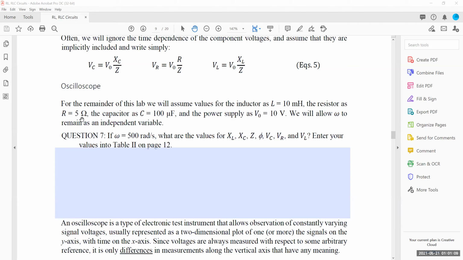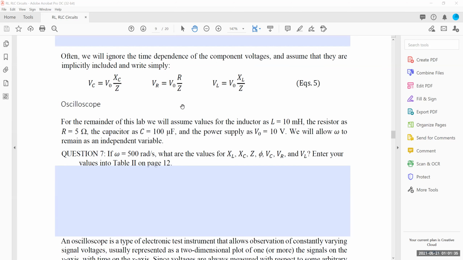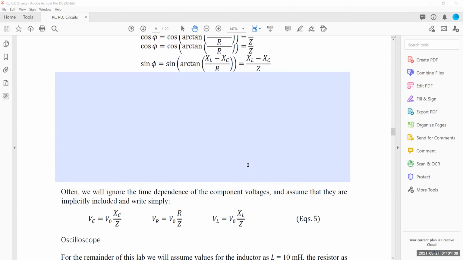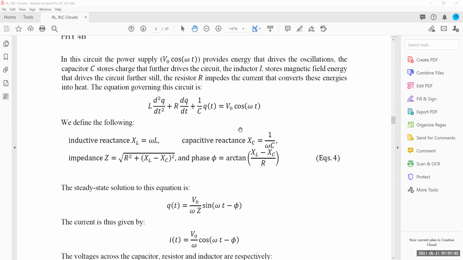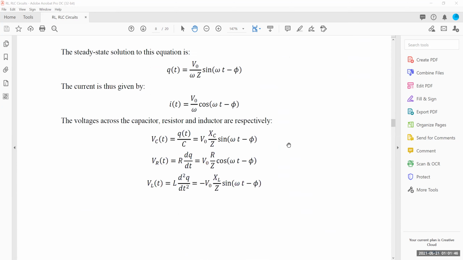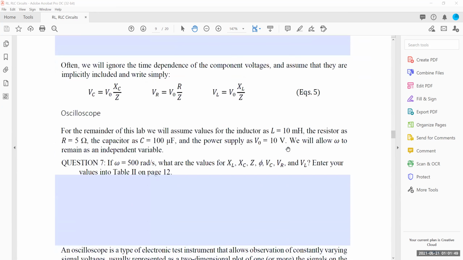XC. XC should be, in this case, where is C? It's 1 over 500 times 100 times 10 to the negative 6. So it's going to be a big number. Because remember, you have to take 1 divided by 100 times 10 to the negative 6 in the denominator, and also in the denominator 500 multiplying that, because XC is 1 over omega times C. Just to remind you, the expression for it, here it is. XC is 1 over omega C. And you have omega and you have C. So this is easy. This is straightforward.